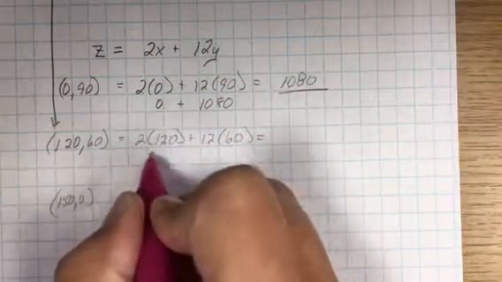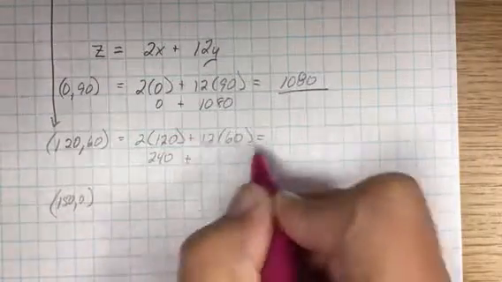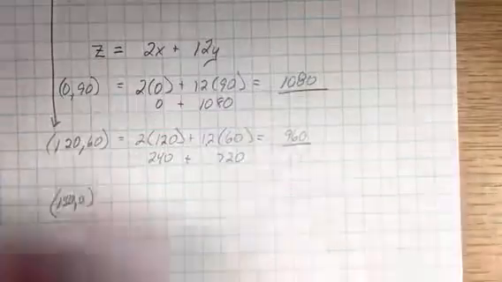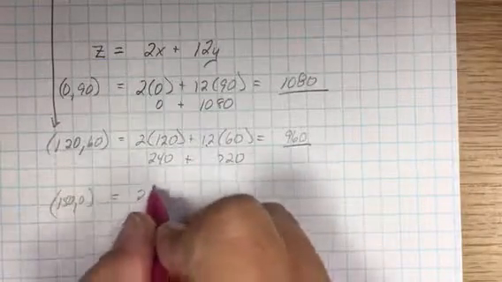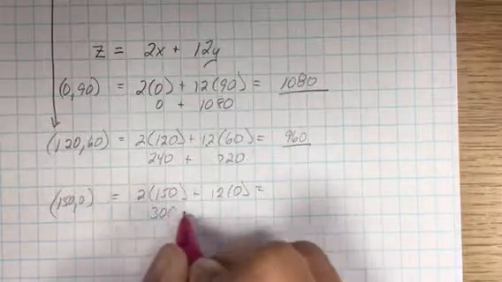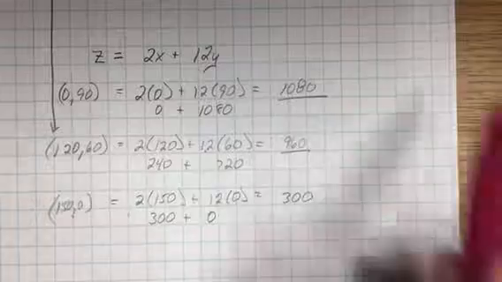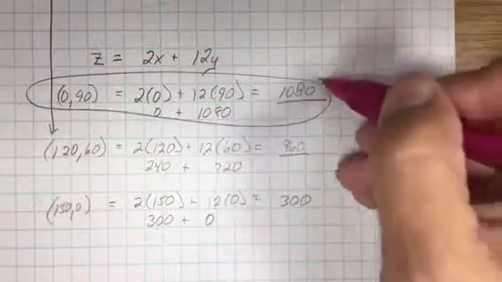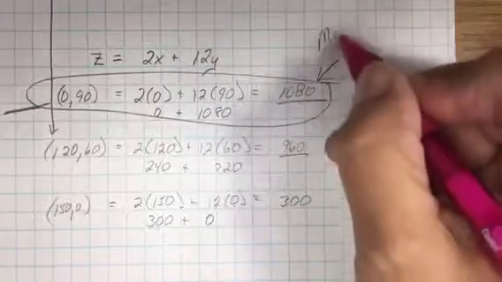Well, 2 times 120 gives me 240. Well, 6 times 12 is 72, so that'd be 720. If I add the two together, I get 960. All right, one more. That gives me 300. 12 times 0 is still 0, so 300 plus 0 is 300. So to maximize this equation, it actually occurs at 0, 90 with a max value of 1080. It occurs here with a max value here.